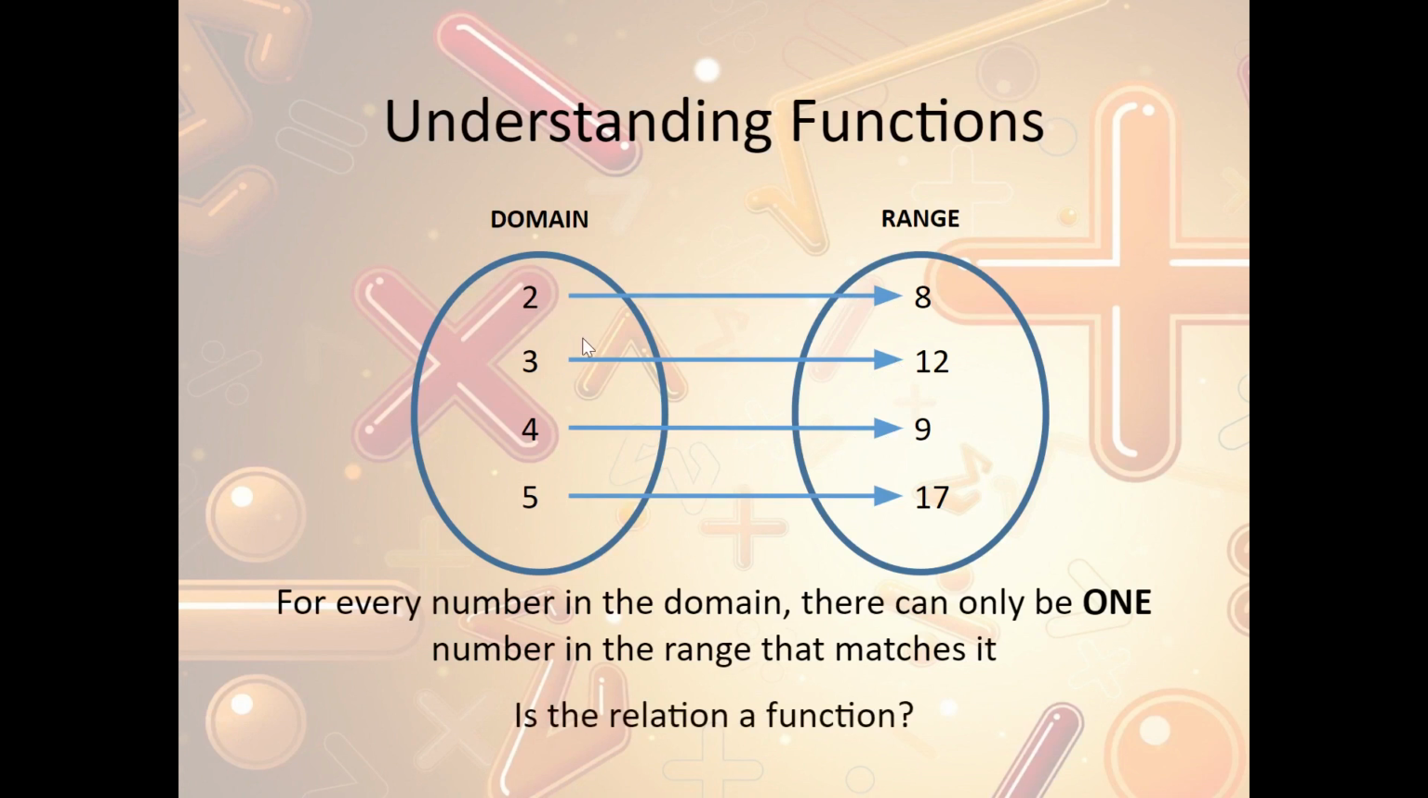Remember, in order for it to be a function, there has to be one y for every x. So if I look at this, I can see that my 2 is only mapped to 8. I can see that 3 is only mapped to 12. 4 is only mapped to 9. And 5 is only mapped to 17. So therefore, this is a function because there's no split. I don't see 2 going to 2 different places.